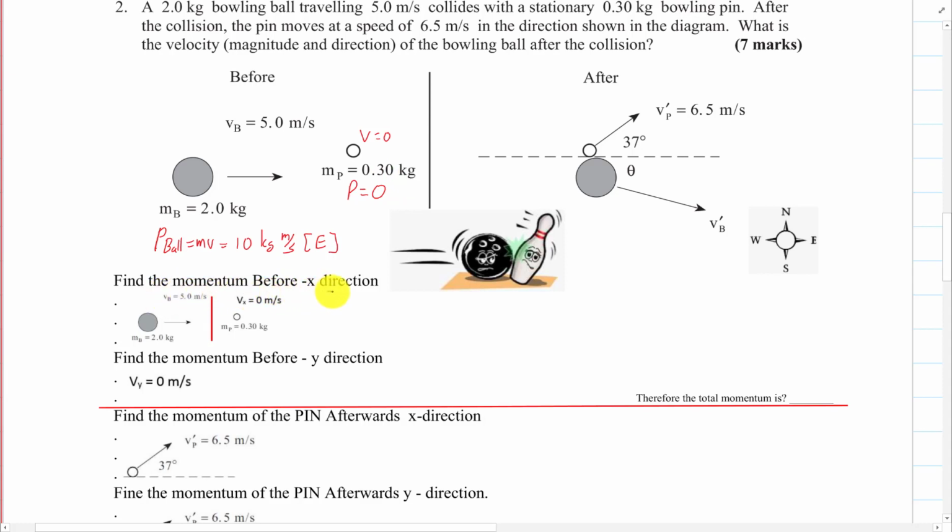So let's find the momentum before in the x direction. Well, the momentum in the x direction is the momentum of the ball in the x, plus the momentum of the pin in the x, and that is just going to be 10. And since nothing is moving in the y, the momentum before in the y direction is 0. Therefore, the total momentum of the system, the whole system, is 10 kilogram meters per second east. If there was some y, then we'd have to do it in x and y and get the total as a vector.